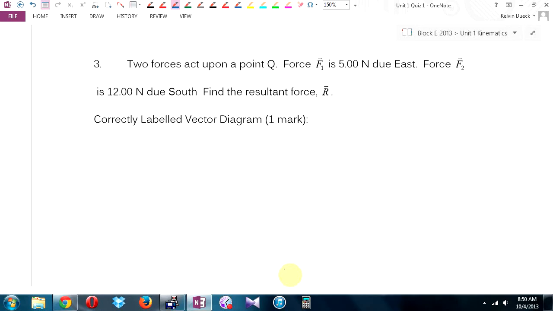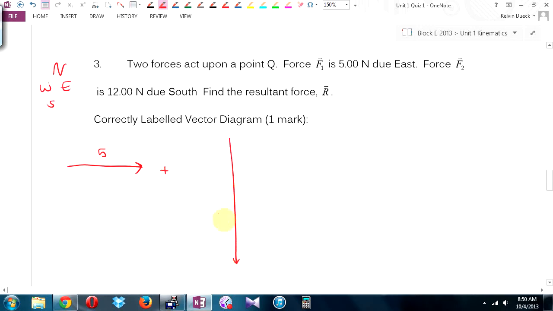I'm seeing vector questions. I'm seeing directions. You know what? I'm putting a compass rose on here. We have force F1: 5 newtons east plus 12 newtons south. How would I add 2 vectors together? I think I would draw them tip to tail.